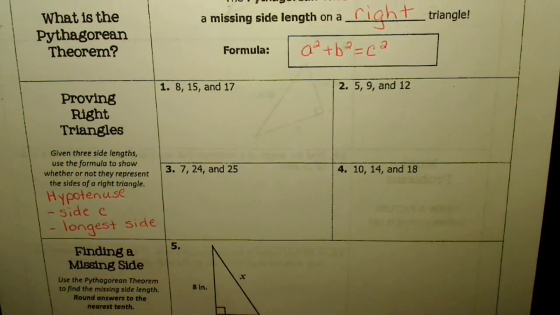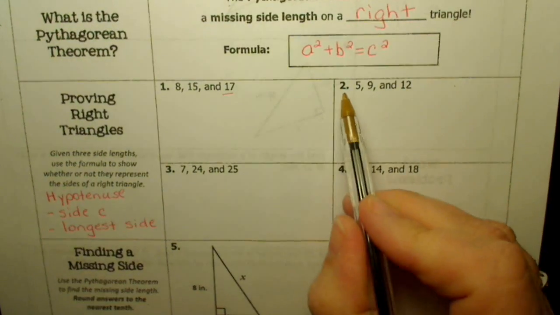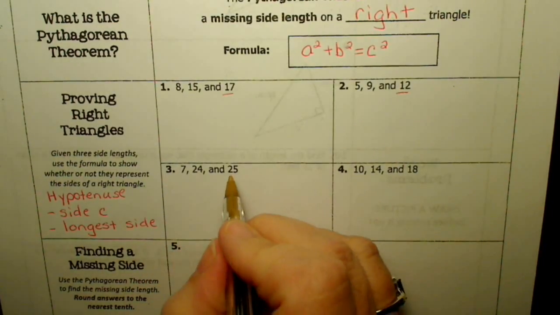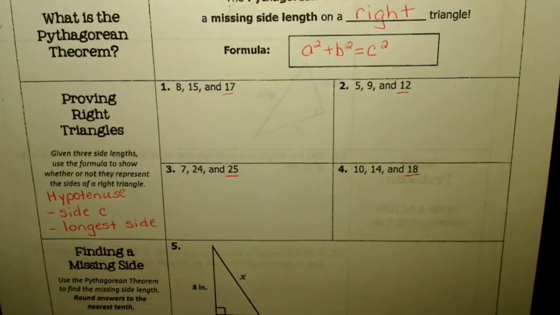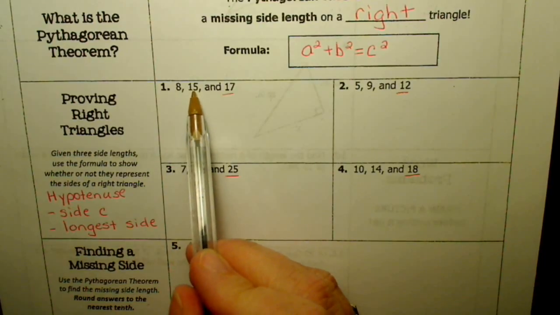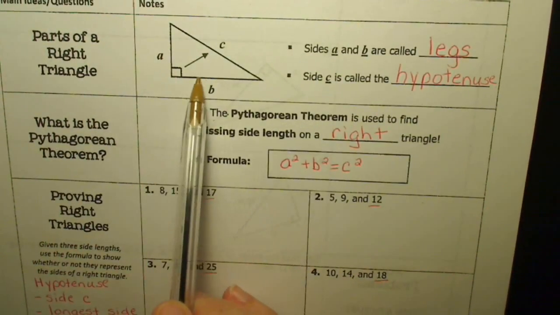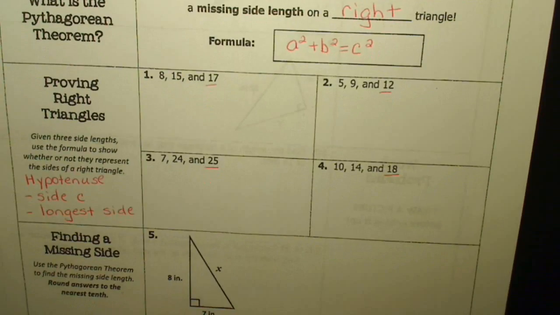So let's go through here and let's underline each hypotenuse. So in these sides it would be the 17. In number 2 it would be the... good. In number 3 it would be the 25, yes. And in number 4 it would be the 18. Great. All right, so now your A and your B, this can be A, this can be B, or you can switch those. It does not matter which side is A or B, because it doesn't matter what order you add numbers, you always get the same thing.